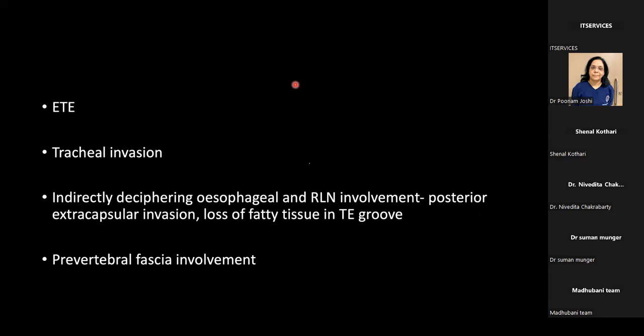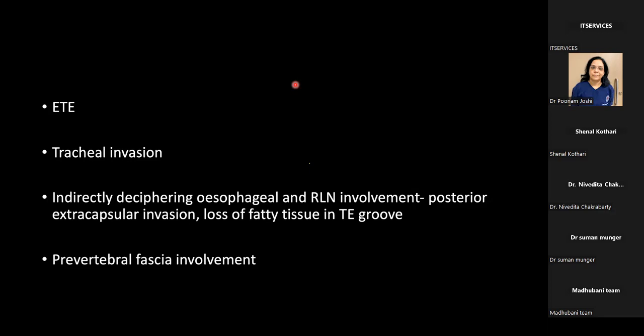And we all know that surgery is the mainstay treatment for any thyroid malignancy, except for the anaplastic one. So imaging plays a huge role, not only for diagnosis and biopsy, but for surgical planning and also for recurrence detection. So the role of CT is extrathyroid extension, for tracheal invasion. There are gradings I will show you with the help of examples, and also for indirectly deciphering the esophageal and recurrent laryngeal nerve involvement.